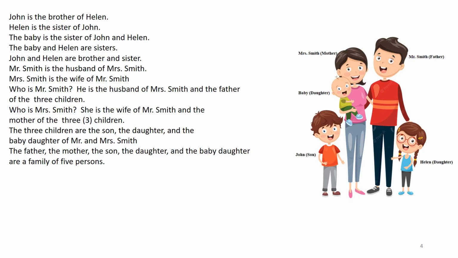The 3 children are the son, the daughter, and the baby daughter of Mr. and Mrs. Smith. The father, the mother, the son, the daughter, and the baby daughter are a family of 5 persons.